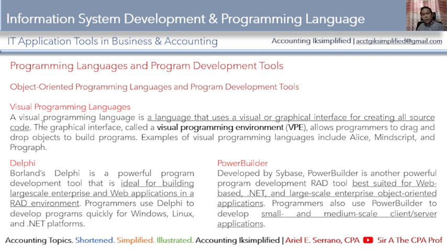When we are talking of visual programming language pala, ito ay isang klase ng programming language na gumagamit ng visual. Obviously, sa pangalan niya, visual. For graphical interface for creating all source codes. So, mas madali po talaga siyang intindihin. Ang tawag natin doon sa graphical interface is yung VPE or Visual Programming Environment. So, parang drag and drop lang pag nagki-create tayo ng mga programs dito.